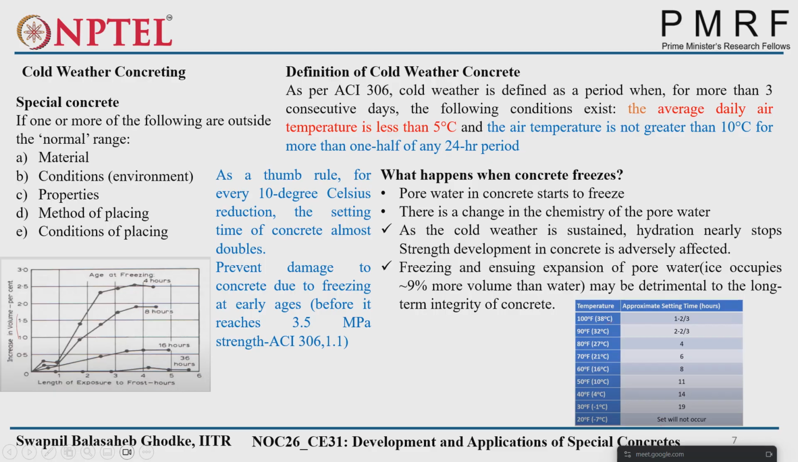And to prevent the damage due to freezing at early ages, before it reaches 3.5 MPa, it is very important, according to the American Standard Code 3601.1. What it indicates is that up to getting 3.5 MPa strength, we have to take care of the curing. Proper curing should be there, like accelerated curing or hot curing. So it will have less impact of frozen condition on its strength or hydration processes.